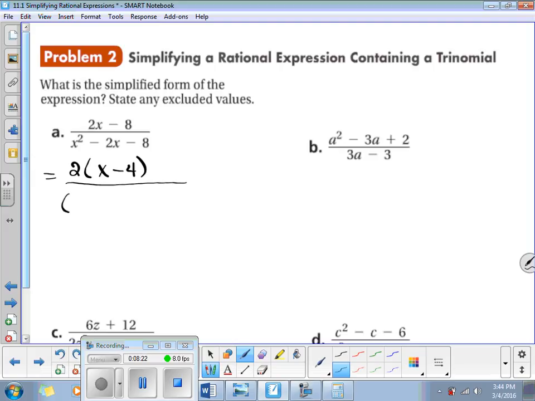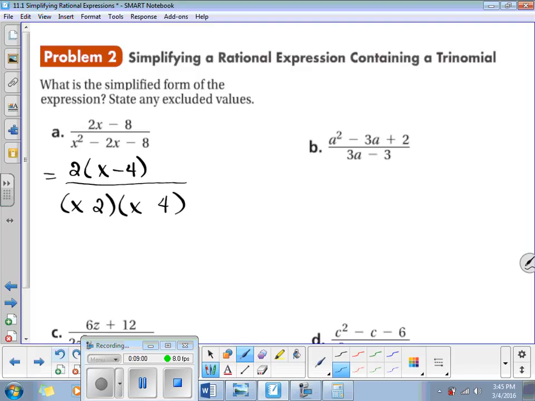Let's do it in our head. In order to get the x squared, we have x times x. In order to get a negative 8, or an 8, we're going to multiply 1 times 8 or 2 times 4. But only one combination is going to give me a 2, right? So the combination will be 2 and 4.